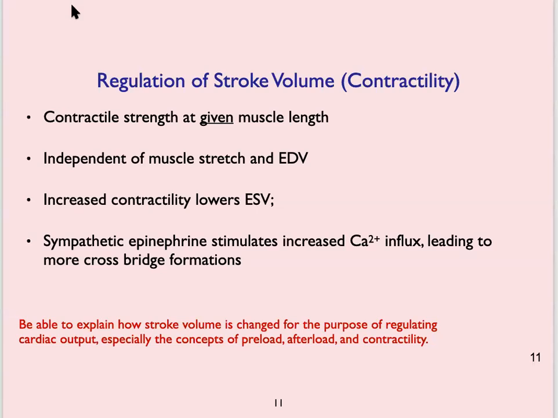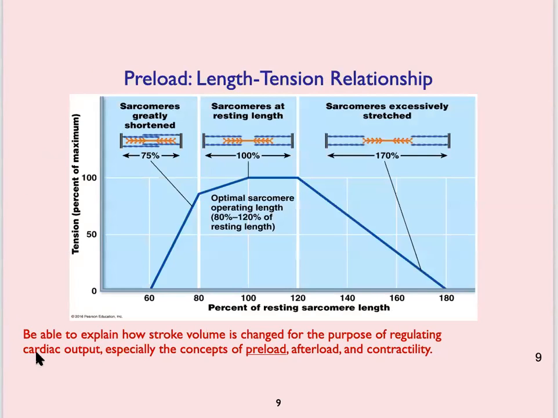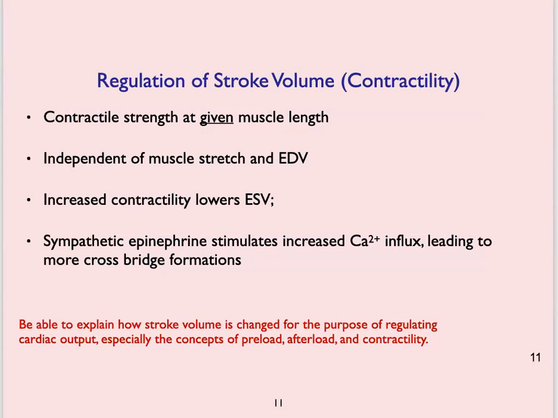The second factor that influences stroke volume is contractility. Whereas preload deals with optimizing the force of contraction by optimizing the overlap between actin and myosin, contractility measures the contractile strength at a given muscle length. So it's independent of the degree of stretch in the cardiac muscle, and also therefore independent of end diastolic volume.